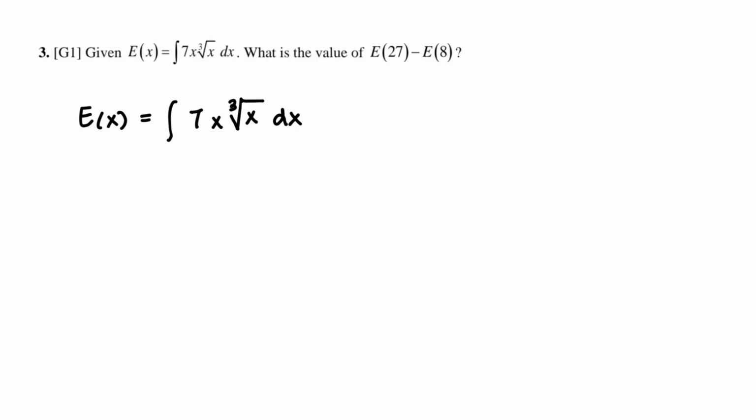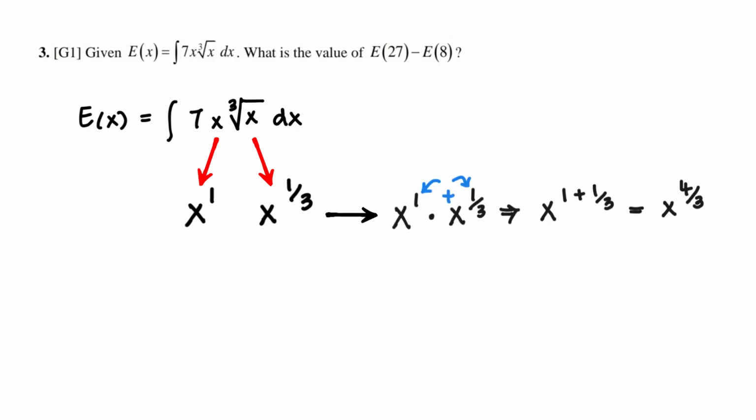First, we can't integrate this easily until we fix the exponents. Remember, x is just x to the first power, and the cube root of x is x to the power of 1/3. When we multiply them, we add the exponents. So, our simplified problem now became the integral of 7x to the power of 4/3 dx.